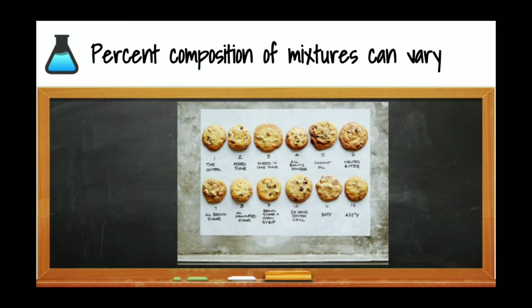A good example are these chocolate chip cookies. All of these cookies are mixtures of sugar and butter and chocolate chips. But because the percentage of sugar and butter and chocolate chips varies, each chocolate chip cookie has different properties, but is still called a chocolate chip cookie.